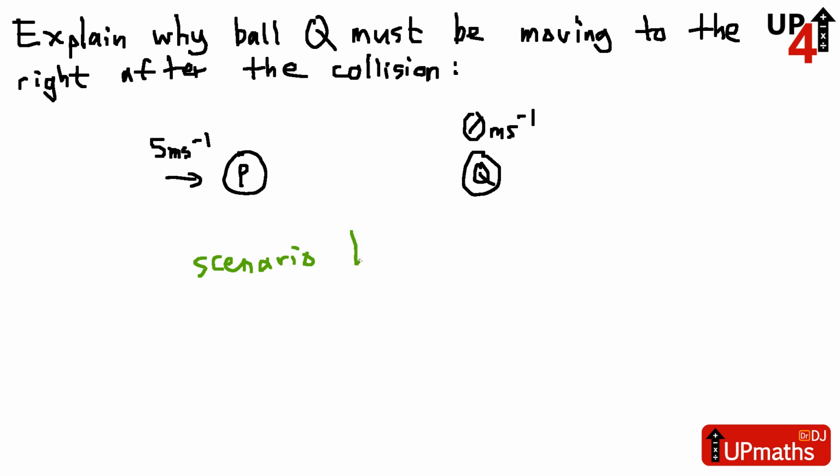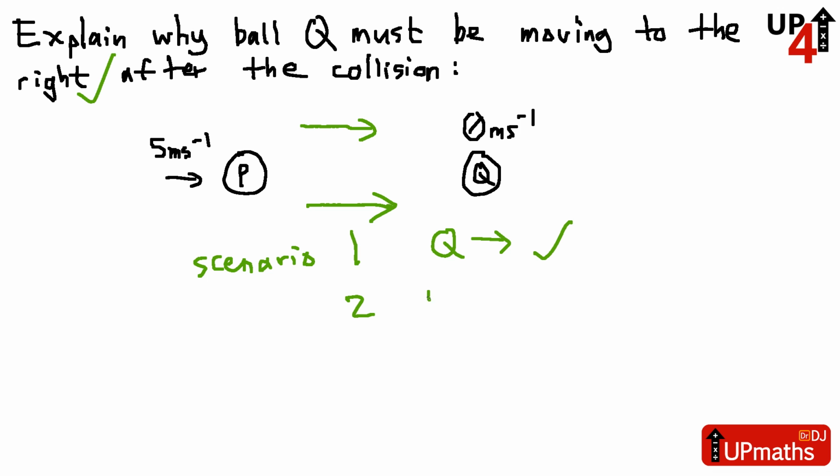Scenario 1 and scenario 2. In scenario 1, first of all, before I do that, can you see that the total momentum at the moment is to the right, which means afterwards the total momentum must be to the right. So one of them has to be moving to the right. So in scenario 1, maybe Q is moving to the right, in which case Q is moving to the right. So that's sorted that out.